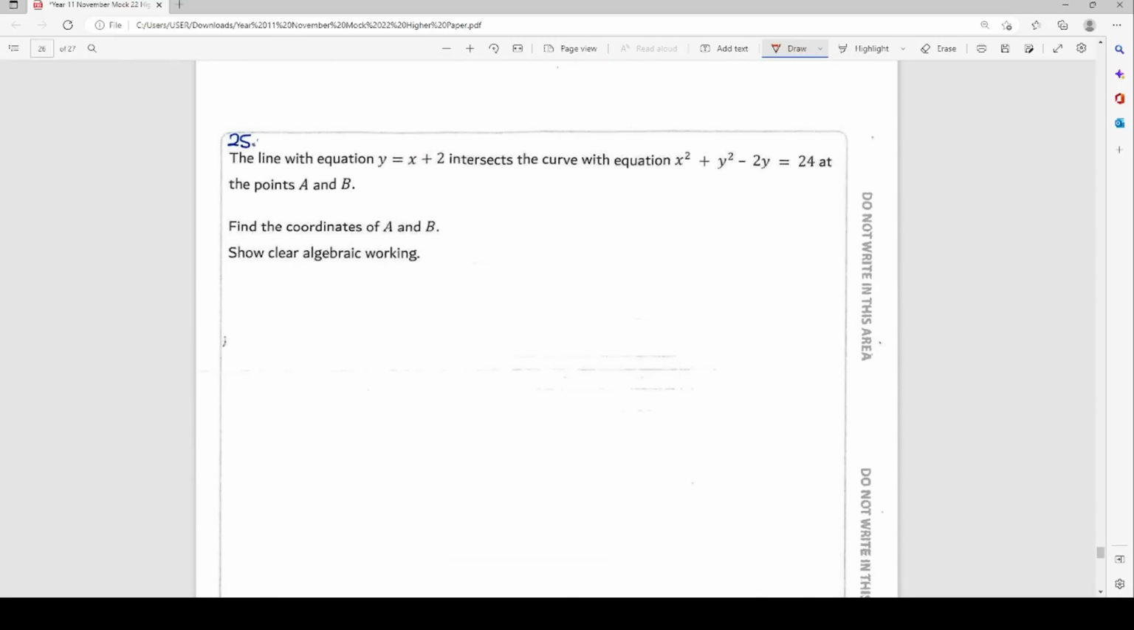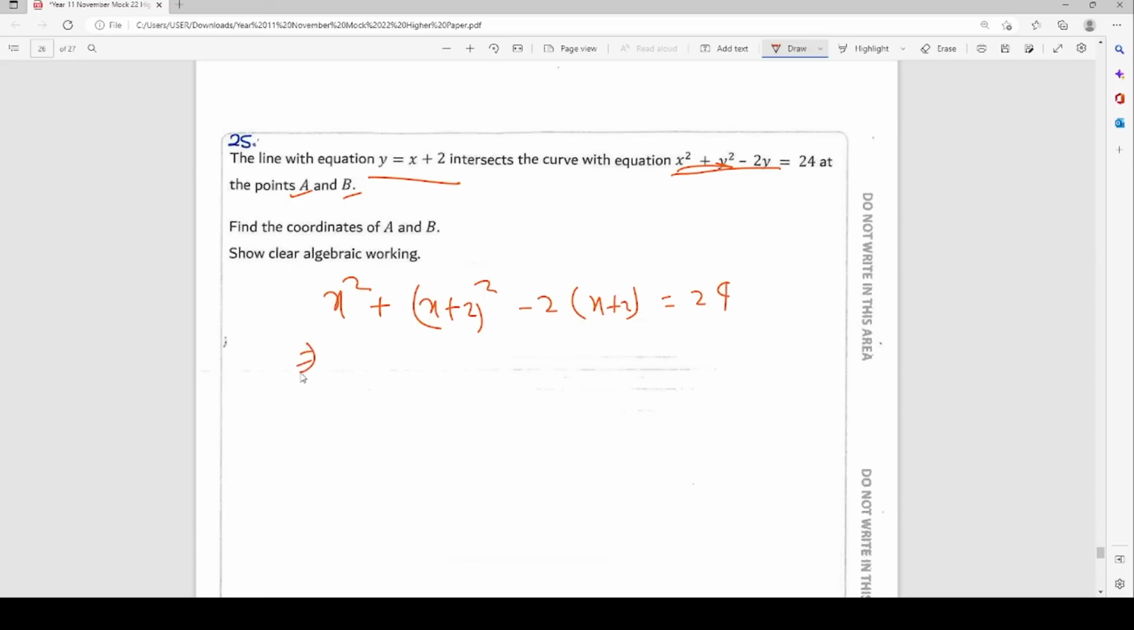All right, so we have got question number 25, the second last question of the paper. The line with the equation y equals x plus 2 intersects the curve with the equation given at points A and B. So let's see what we can do over here. If they are going to intersect, it means they will have a common point. So I can replace the y in this equation by x plus 2. So that's what I will do. x squared plus (x plus 2) whole squared minus 2 times (x plus 2) is equal to 24.